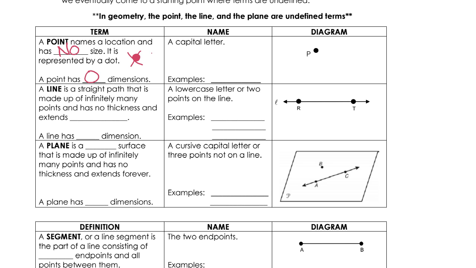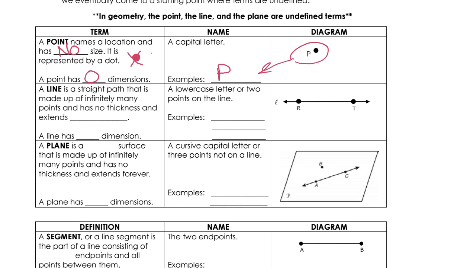A point is represented by a capital letter. And so this picture right here, we would say that that's just capital P, which is a point. Just like in our warm-up, we had capital A, capital B, and capital C representing our points. And so the triangle was named triangle ABC.